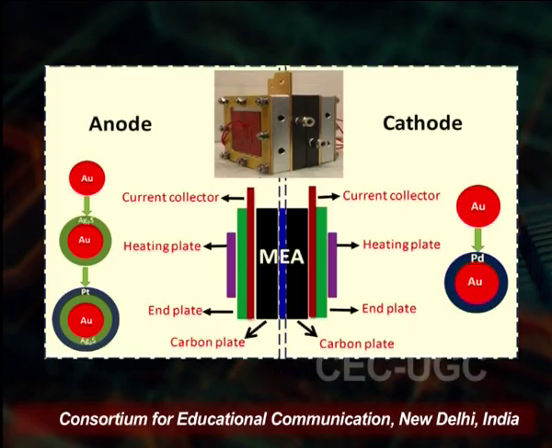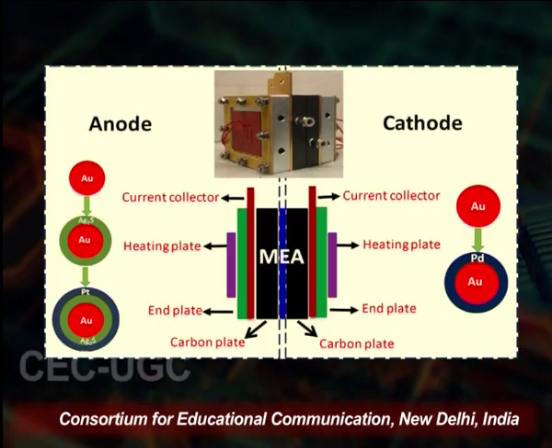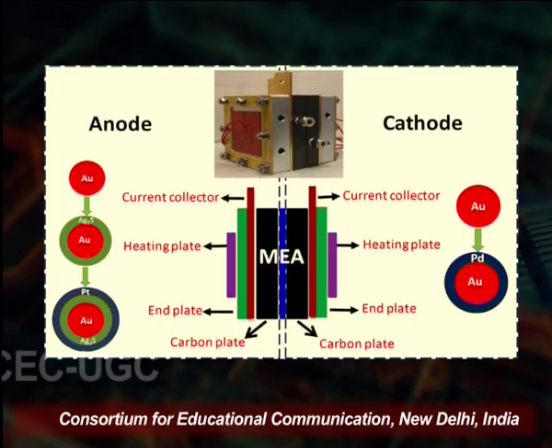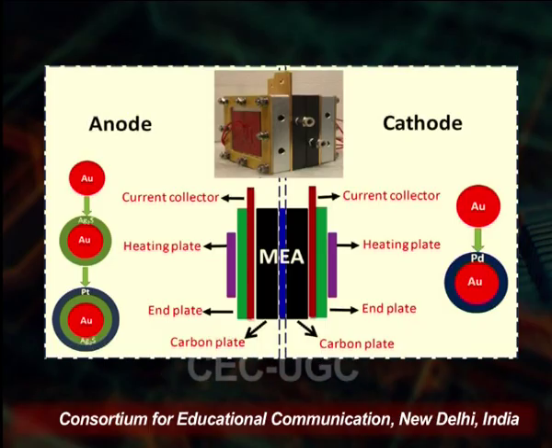So you can see the left hand side is the anode, the right hand side is the cathode, and here there is a membrane in between, the MEA. There is a current collector, moreover heating plates are attached, and the end plates are also attached after the current collector, and there is a carbon plate in between. After the current collector there is an end plate and then heating plates are attached. So this is a schematic diagram of the methanol fuel cell.